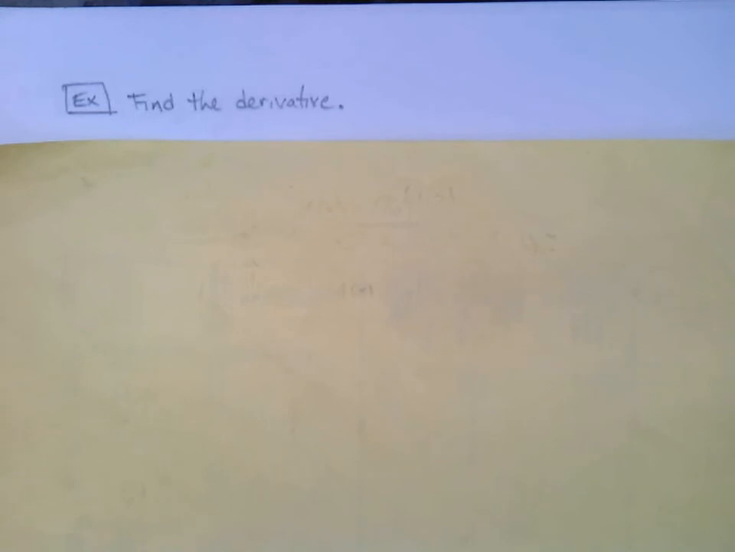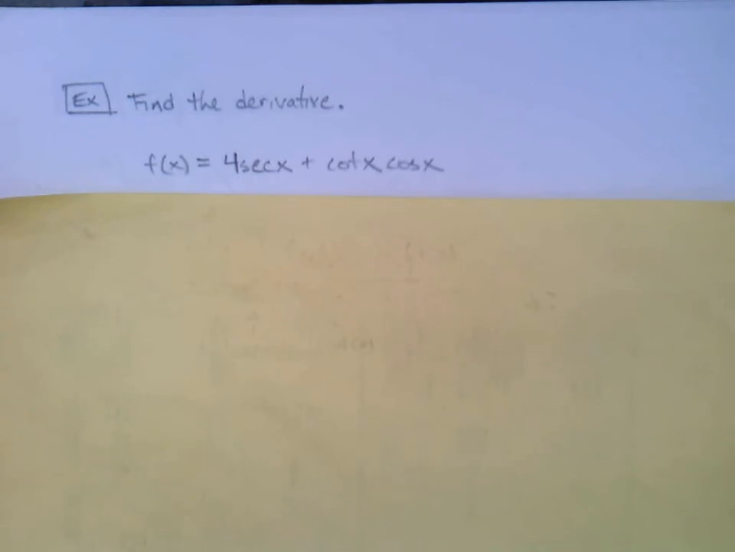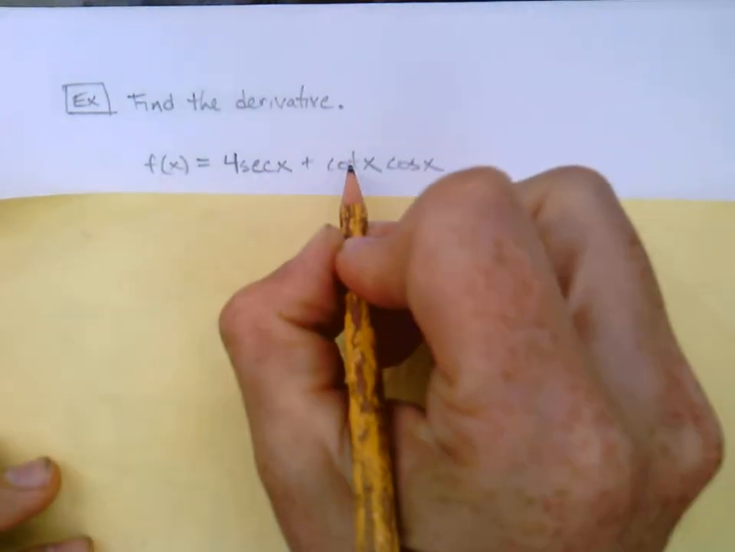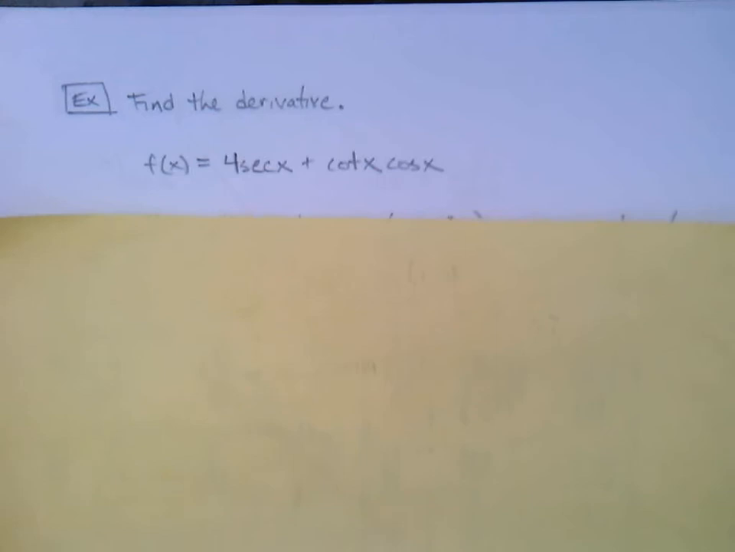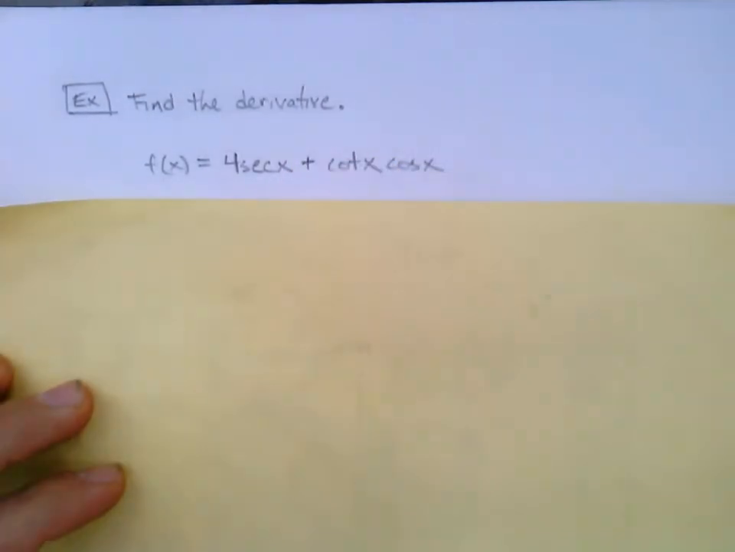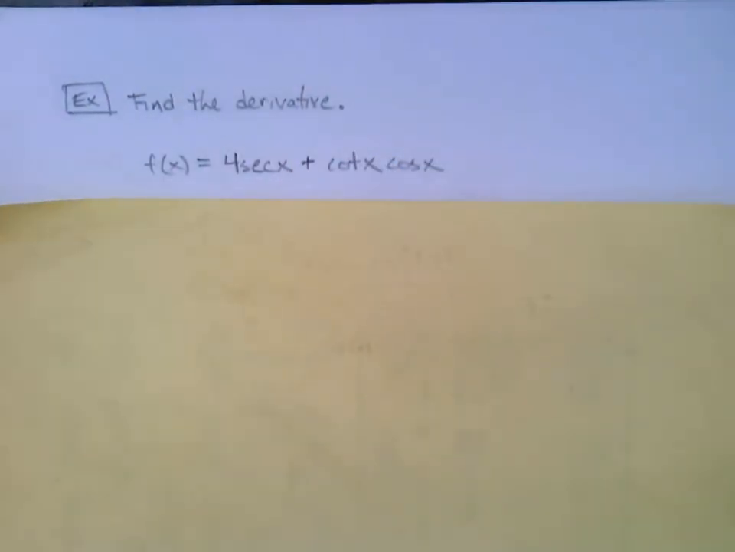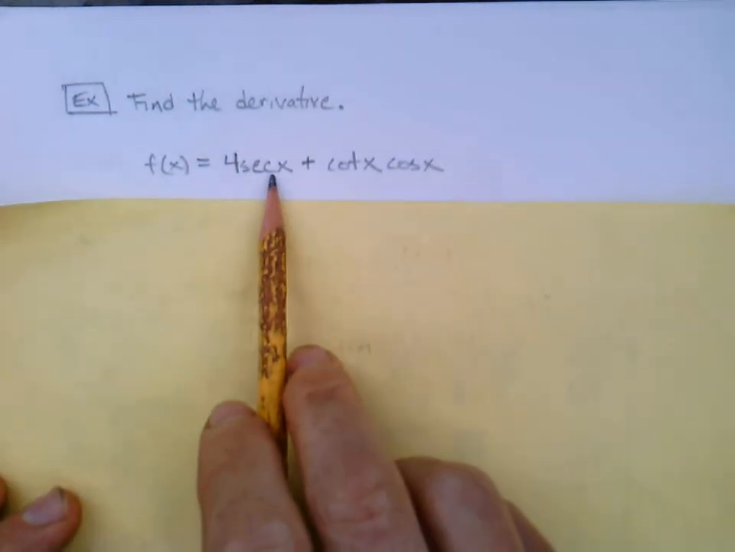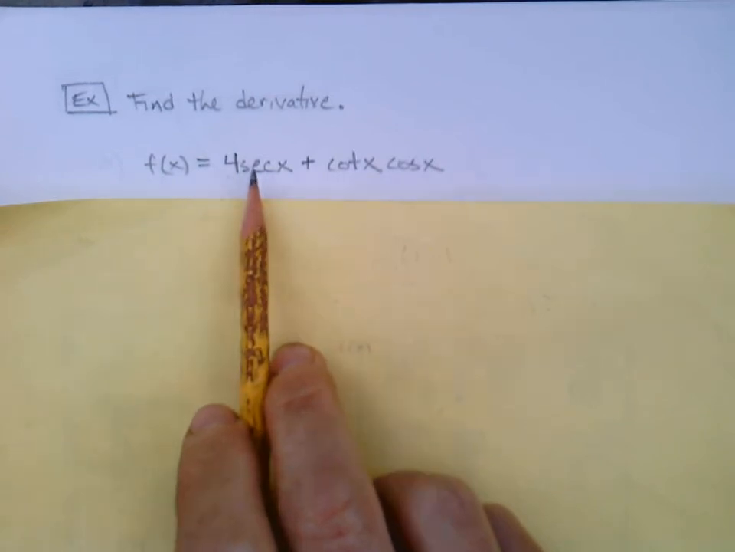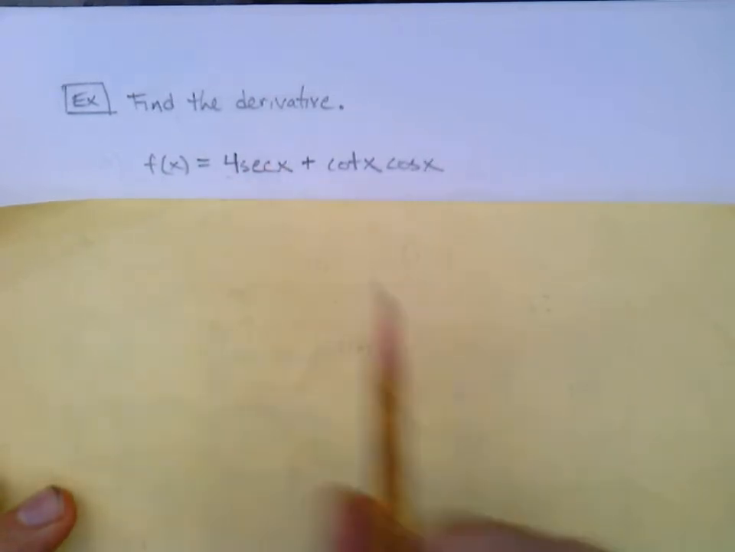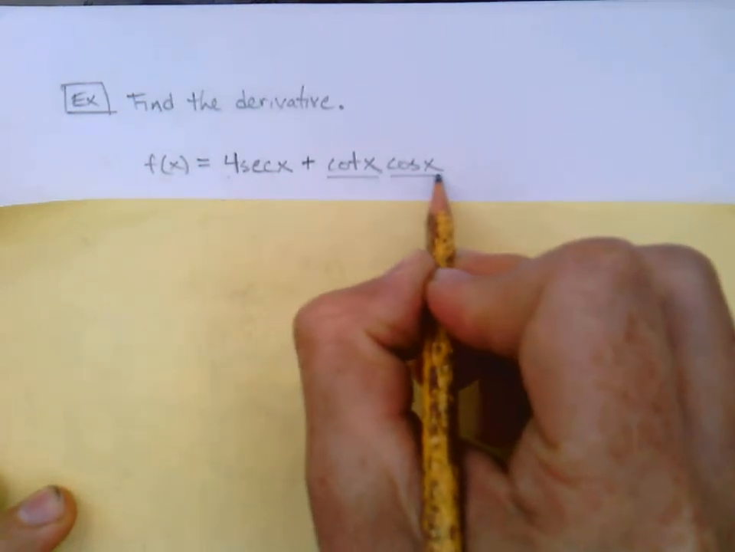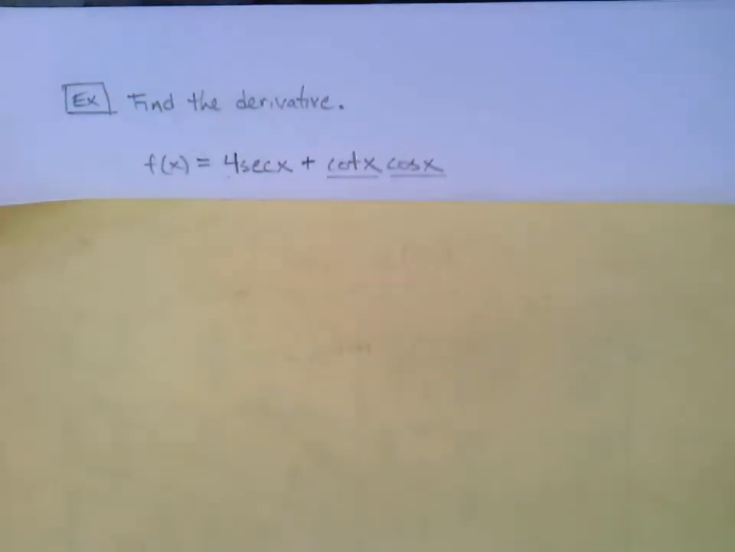So just to finish off this section, lecture-wise, find the derivative. We're going to begin with something like this. Get some practice in here. f of x equals 4 secant x plus cotangent x cosine x. And okay, they're just throwing everything at us. Also, you notice 4 secant x, that's a constant multiple, so we'll handle it the way we need to. Over here, we have a product. So we need product rule.